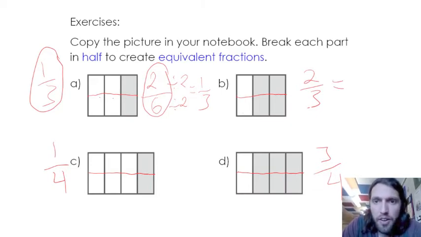1, 2, 3, 4, 5, 6. So there's 6 in total. And then there's 1, 2, 3, 4. So it goes 4 over 6.